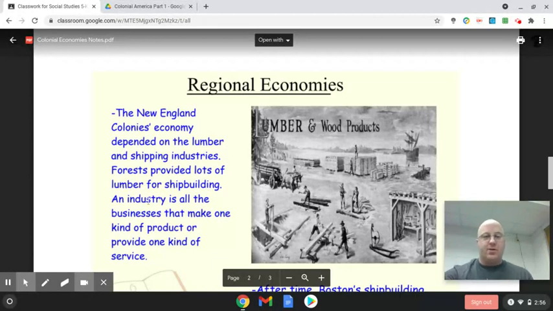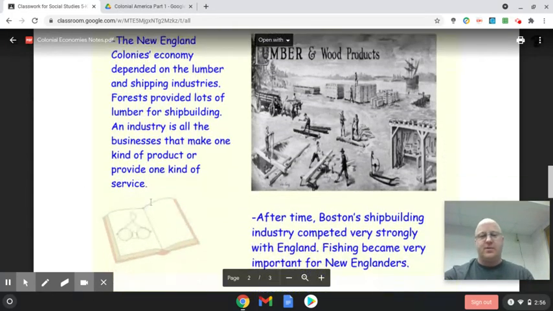And the word I want you to know out of this is industry. An industry is all the businesses that make one kind of product or provide one kind of service. So you have the lumber industry, focusing on producing lumber. You have the fishing industry. They focus on fishing. The tobacco industry, especially in the southern colonies, focusing on tobacco. So it's all kinds of different examples of industries.